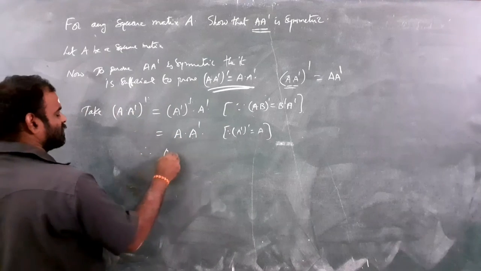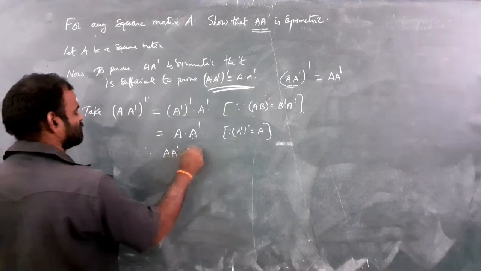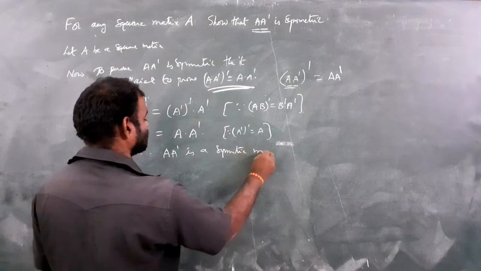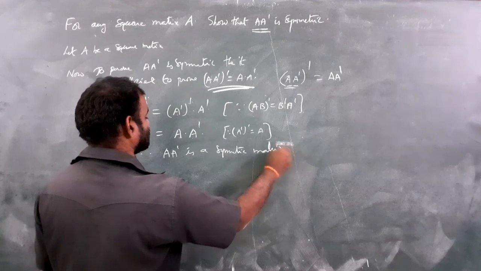Therefore A A dash is a symmetric matrix. A A dash is a symmetric matrix.